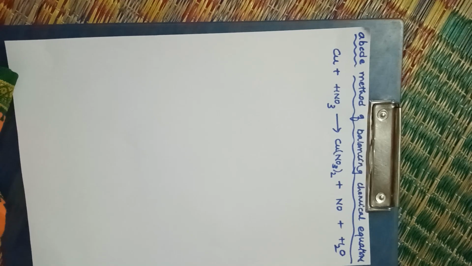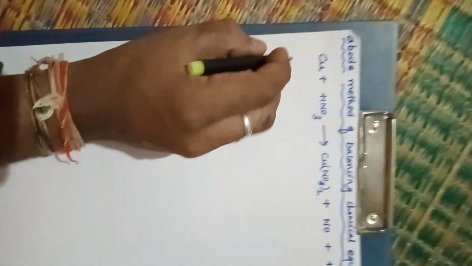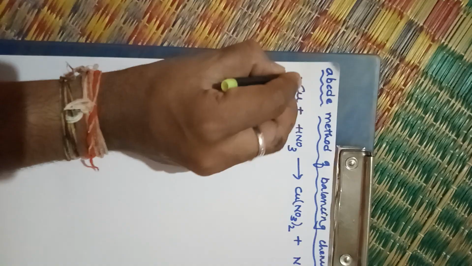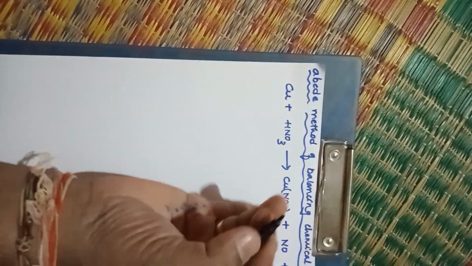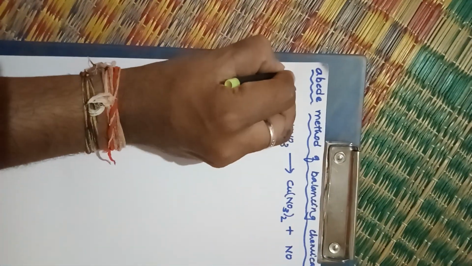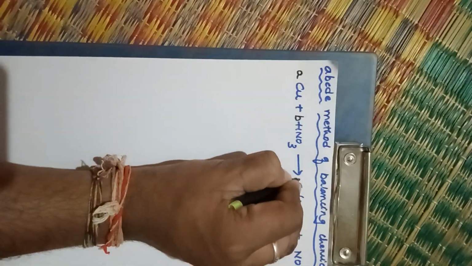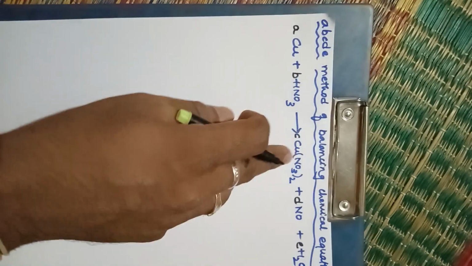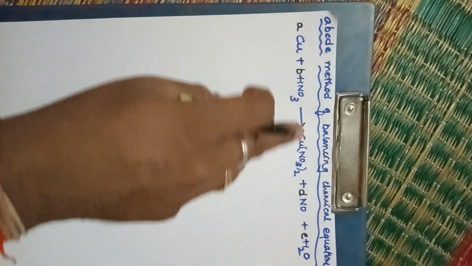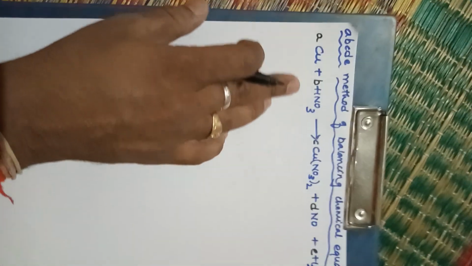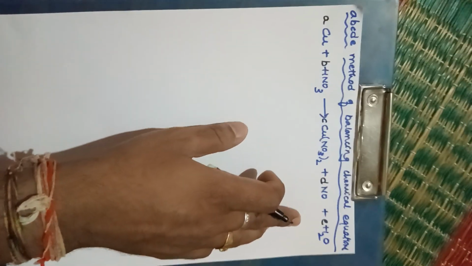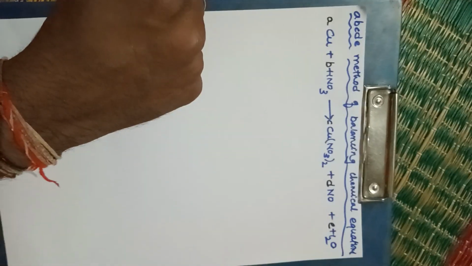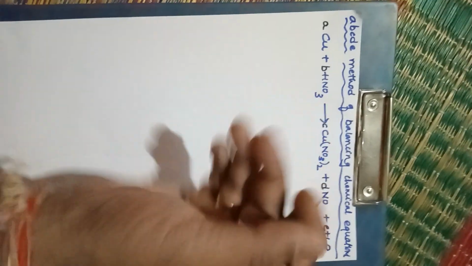Why is it called the ABCD method of balancing chemical equations? In this method, we write the coefficients of the substances involved in this chemical reaction as A, B, C, D and E. Because we are using the letters A, B, C, D, E as coefficients of substances involved in this chemical reaction, this method is called the ABCD method. So let's see how we can use this method to balance this particular chemical equation.